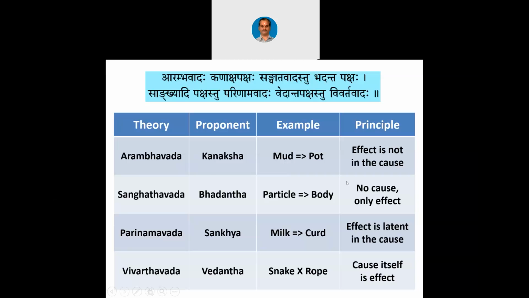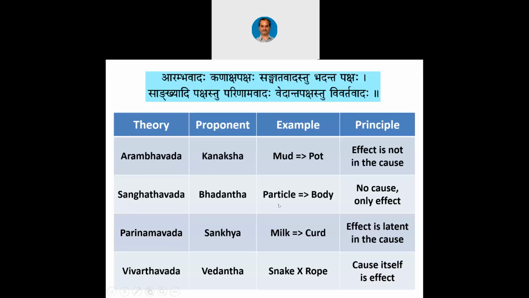Let us come to the second one, that is called Sanghatavada, the Bhadanta Paksha. Bhadanta means Bauddha philosophy, and to some extent even Jaina philosophy. Sanghata means attachment, conglomeration or combination. Arambha means beginning, Sanghata means combination. So the Bhadanta Paksha or the Bauddha philosophy, including Jaina philosophy, is more of Nyaya Shastra and Vaisheshika Shastra, but in a slightly different way.